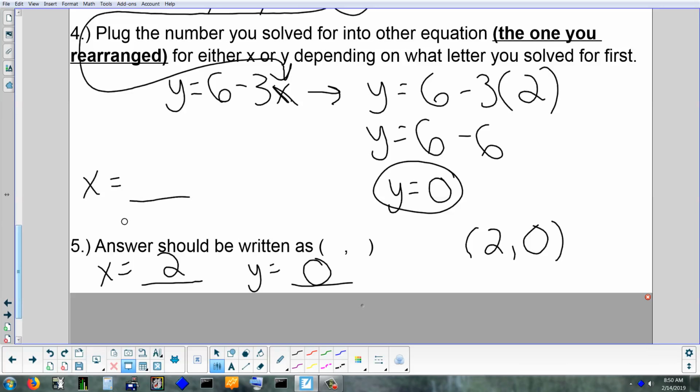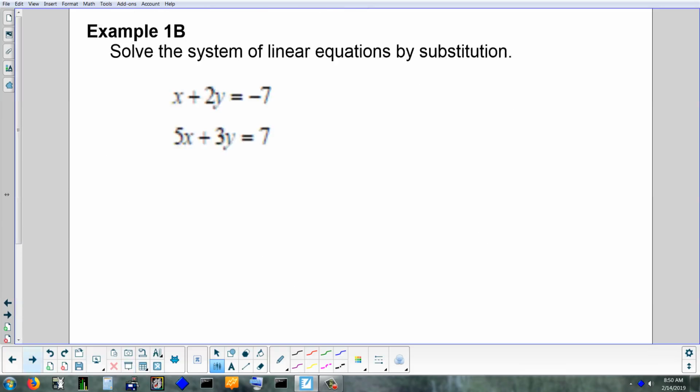Okay. So again, like I said, the only step that's new today is being able to isolate the variable. Other than that, all the other steps are the same. Am I good to move on? Yes. Turn the page. All right.